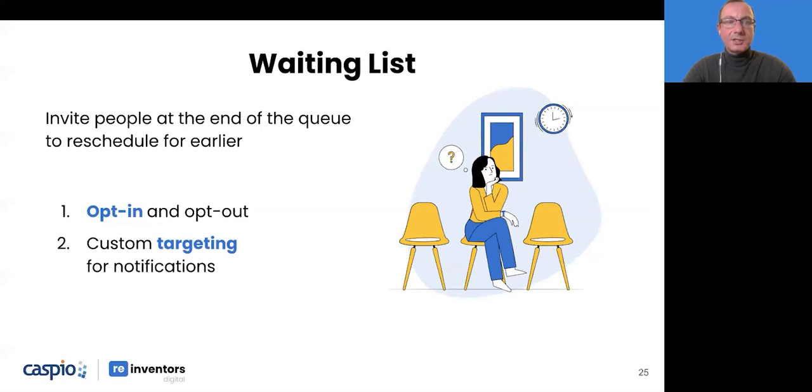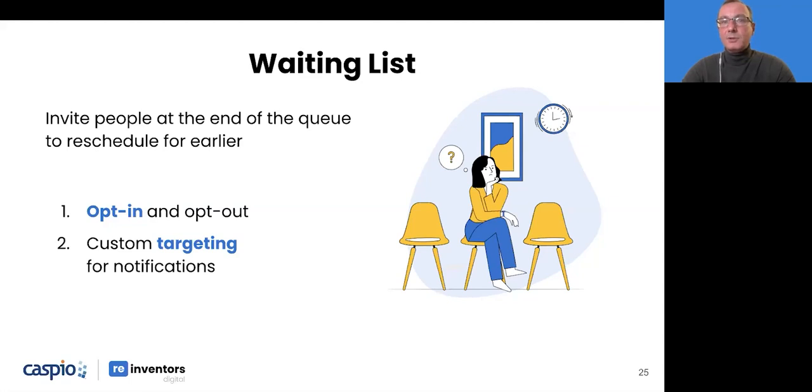So, waiting list functionality: inviting people from the end of the queue to reschedule the appointment for earlier. Actually, it can be done, of course, in the form of an online booking if you don't have one, or it can be just a layer above your online booking functionality. It needs information about patients who want to subscribe to or unsubscribe from a waiting list, opt in and opt out. And it also needs information about your bookings and your cancellations. The primary functionality of this waiting list is custom targeting for notifications, carefully selecting proper clients at the end of the queue to be informed that there is some space at the beginning.